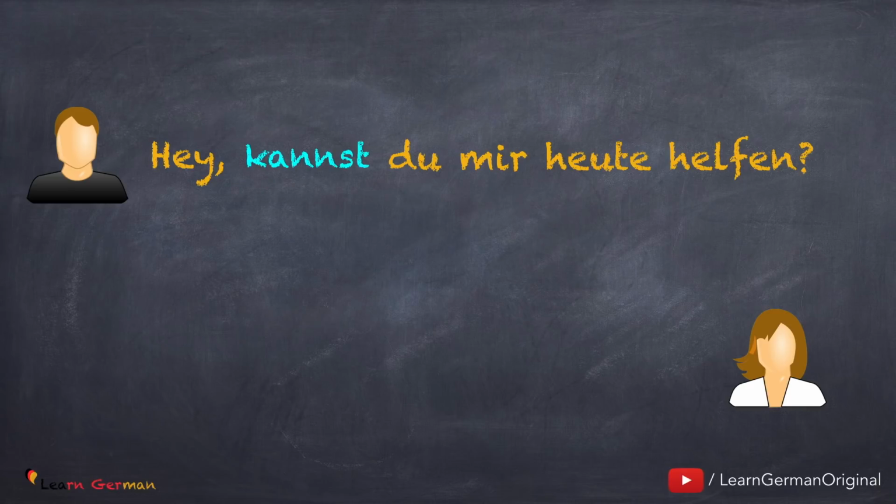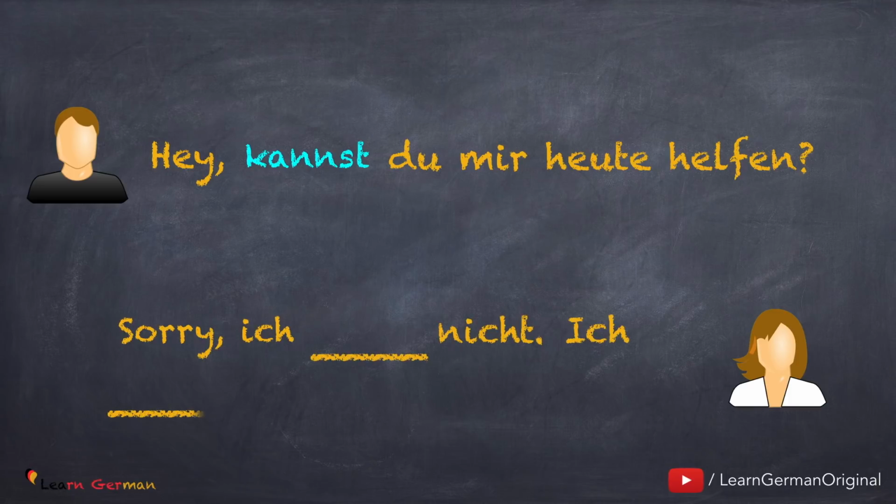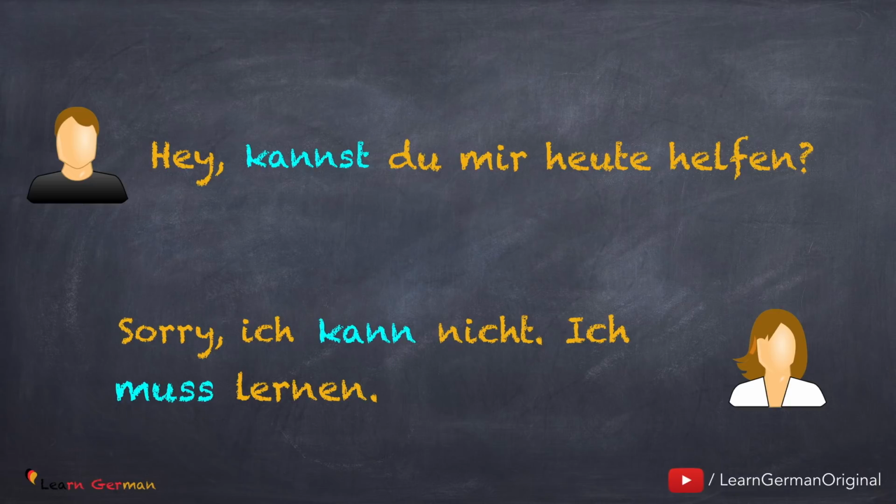And your answer should be, Hey, kannst du mir heute helfen? Let's see what the reply is. Try to fill these blanks on your own. So in the first sentence, since she's talking about her inability to help, you would say, Sorry, ich kann nicht. Ich muss lernen. Because she has a situation where she has to learn. Hence, you will use the modal verb muss.